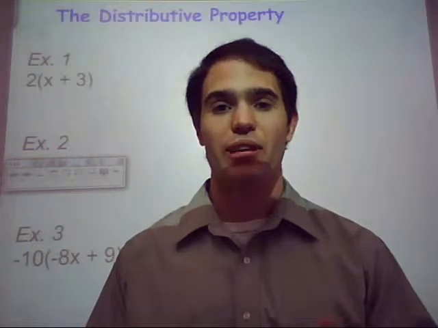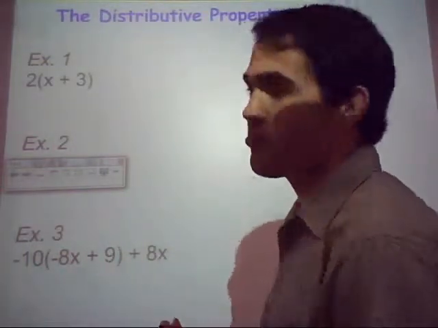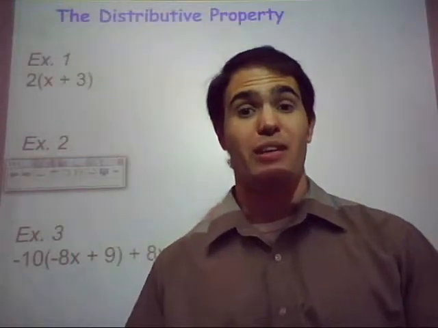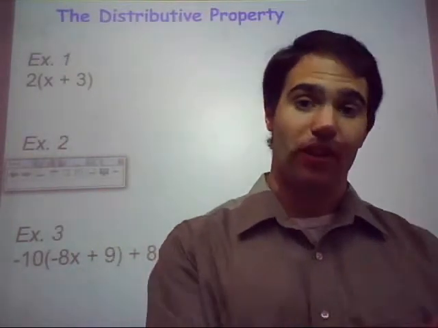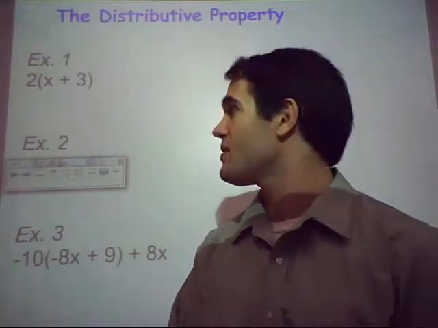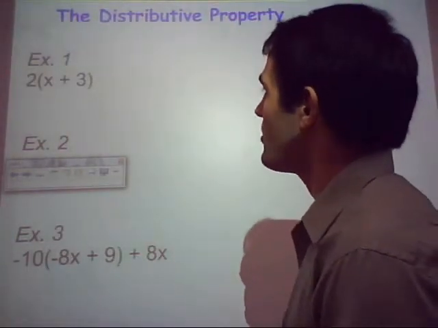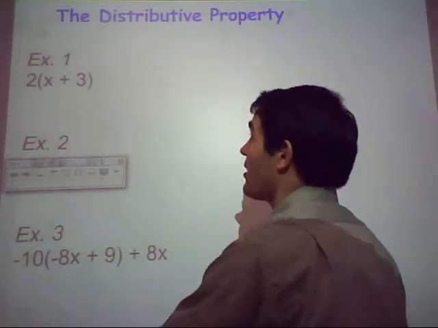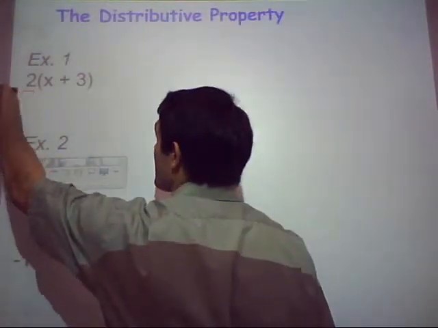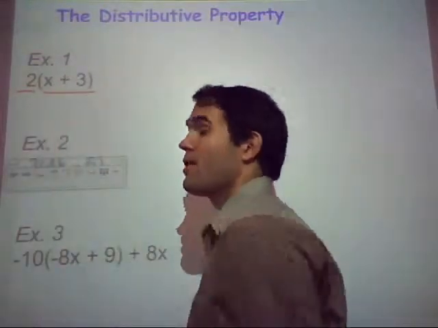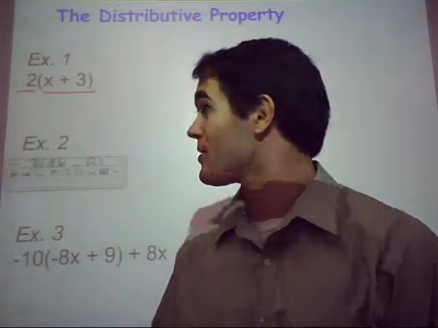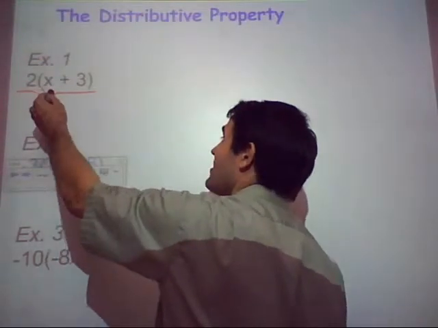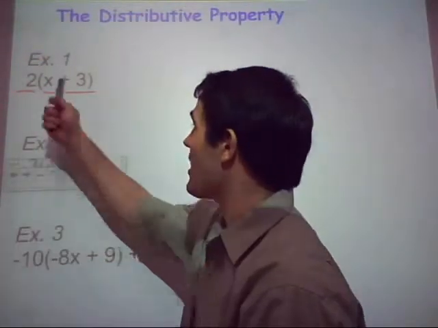The last thing we want to look at is the distributive property. The distributive property is the first property we're going to be learning about in this course. We'll be learning in the next class about some other properties that we use in algebra. The distributive property is something that we use when we are multiplying something by an expression. Notice for number 1 we have 2 times the expression, the quantity x plus 3.